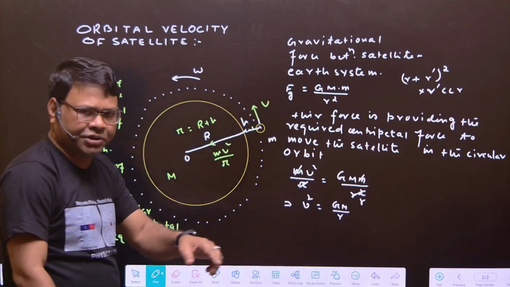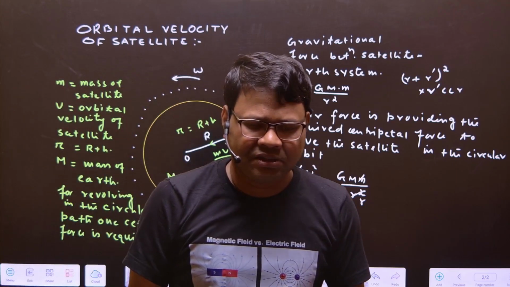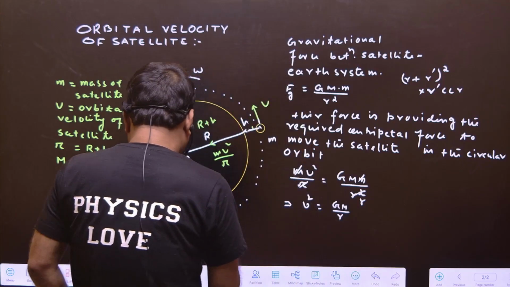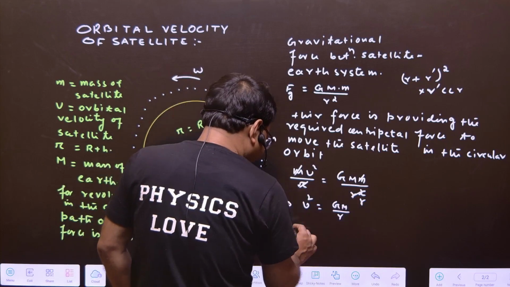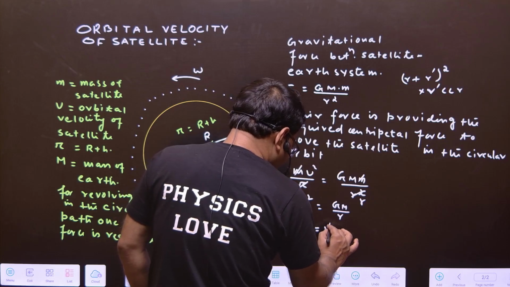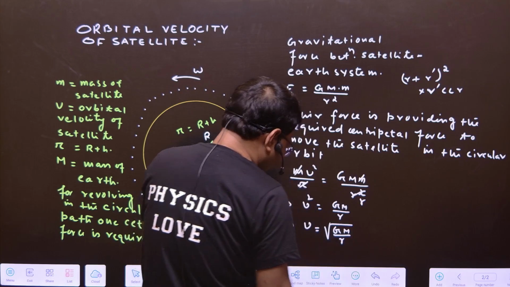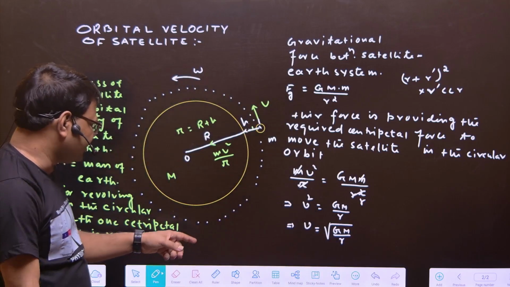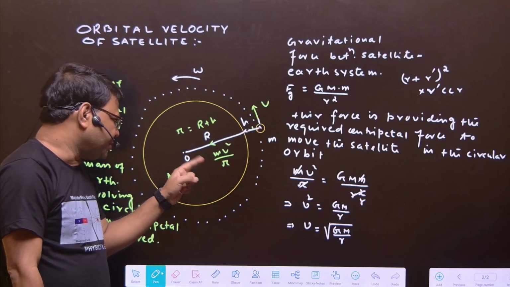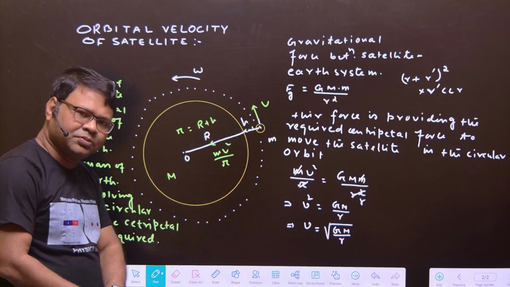Now see here, students, please check it. Calculation is very easy. So from this, v square is equal to this. Finally, what will be the value of v? V will be root over of GM divided by small r. Again I am telling you, R means center to center: the distance between the center of the earth and the satellite is small r.